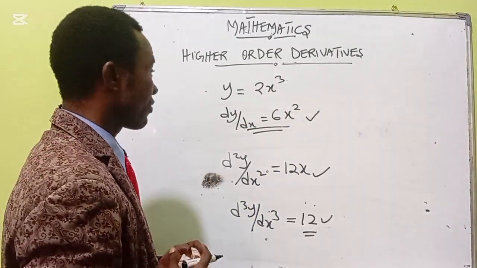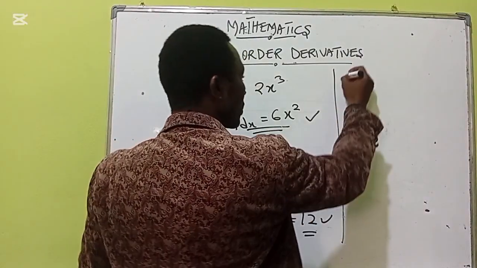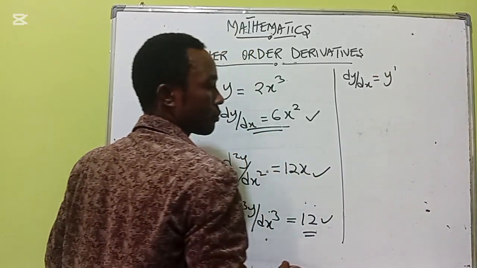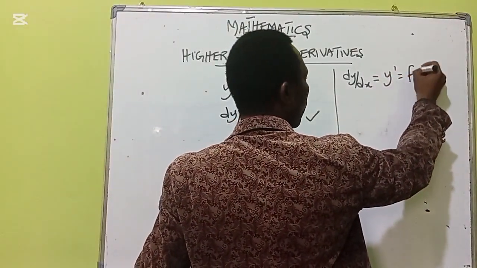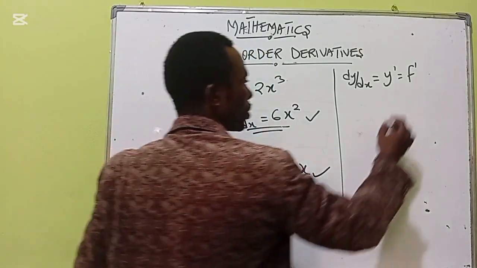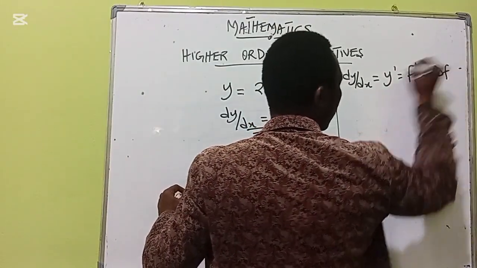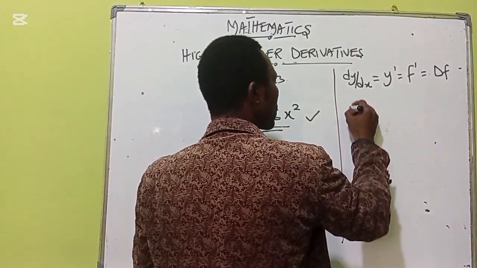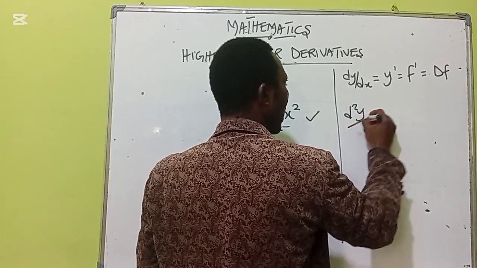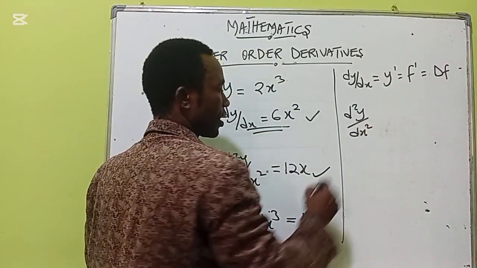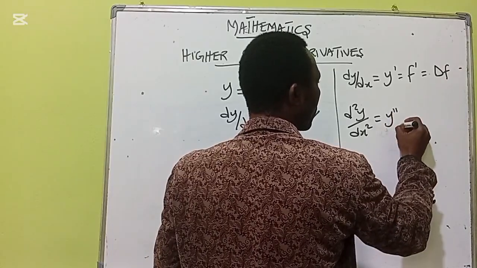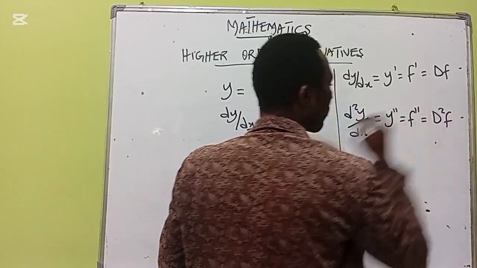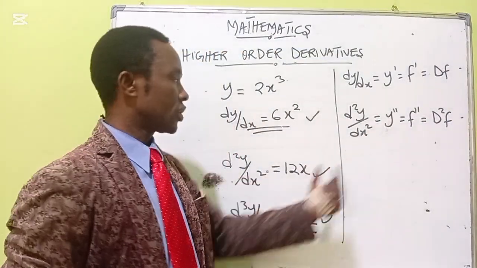So for higher order derivatives, we have the second derivative and the third derivative. Now, the first derivative is dy over dx, which is the same thing as y prime. You can also take it to be f prime. You can take it to be df, that is the first derivative. Now, the second derivative is d squared y over dx squared, which is still the same thing as y double prime, which is the same thing as f double prime, which is the same thing as d squared f, the second derivative.